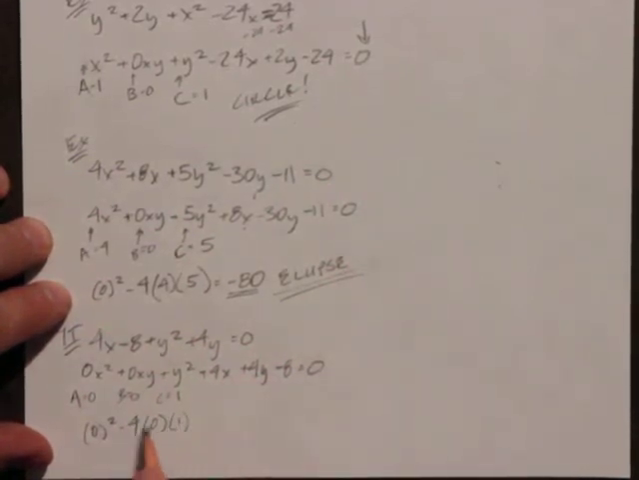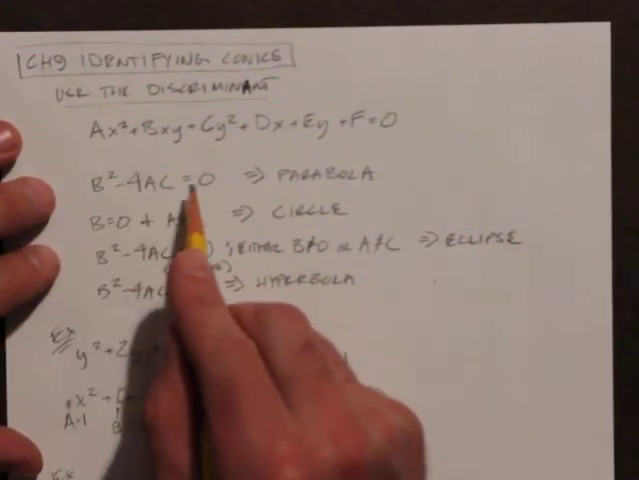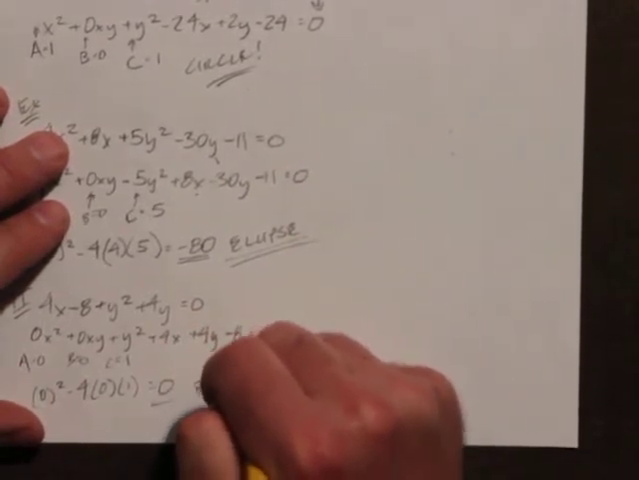0 squared minus 4 times a, which is 0, times c, which is 1. 0 times 4 is 0, and 1 is 0. 0 squared is 0. 0 minus 0 is 0. 0 is my answer. So if my discriminant equals 0, then I have a parabola.